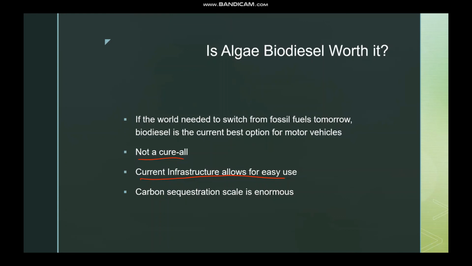Another thing, though, is that algae carbon sequestration is enormous, and it's a wonderful thing, and I think that it's definitely worth looking into a lot more. And I think that's why it's an important contender in the replacement for fossil fuels.